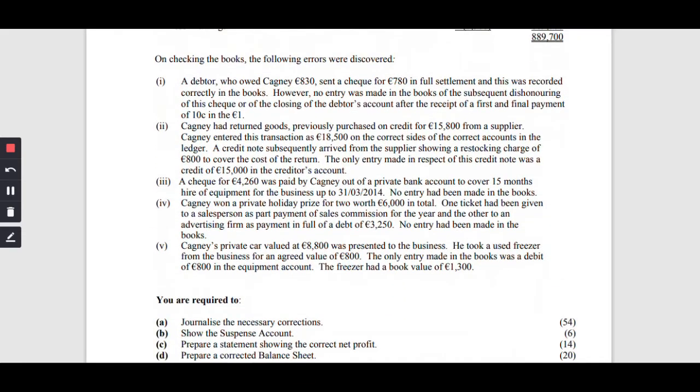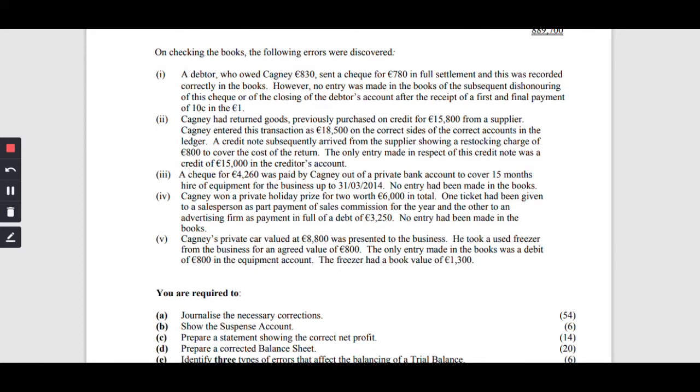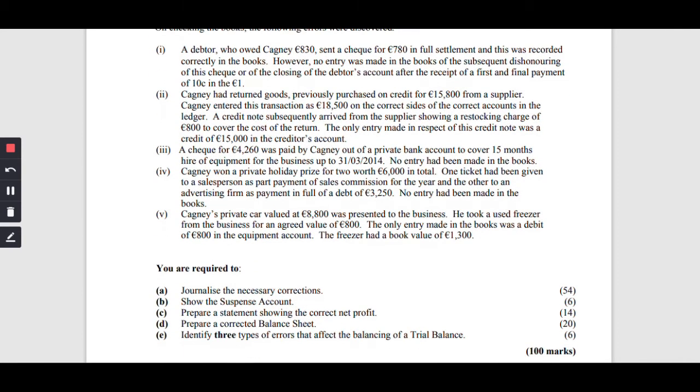Then you will be given a list of errors. In this question, there are 5 errors. We're going to go through them one at a time. That's where most of your marks are coming from, fixing these errors.